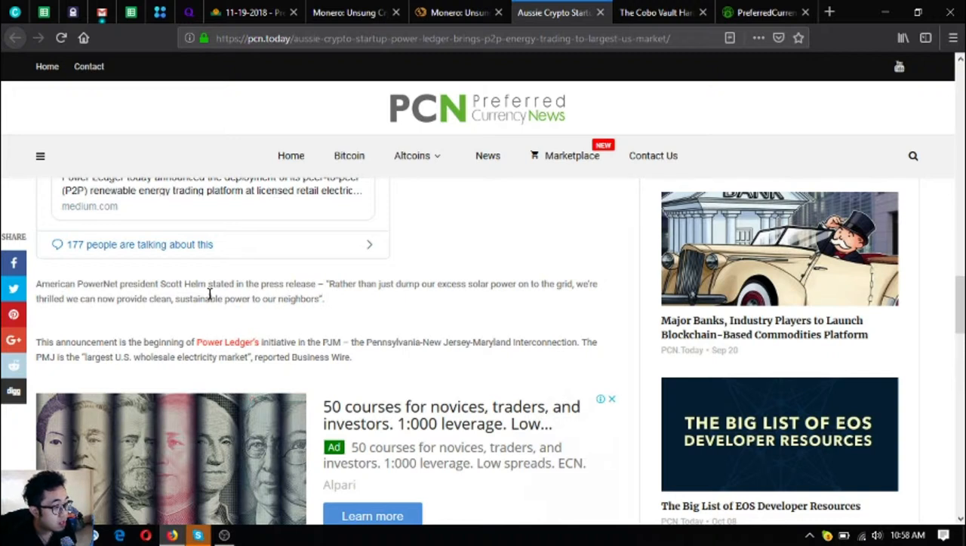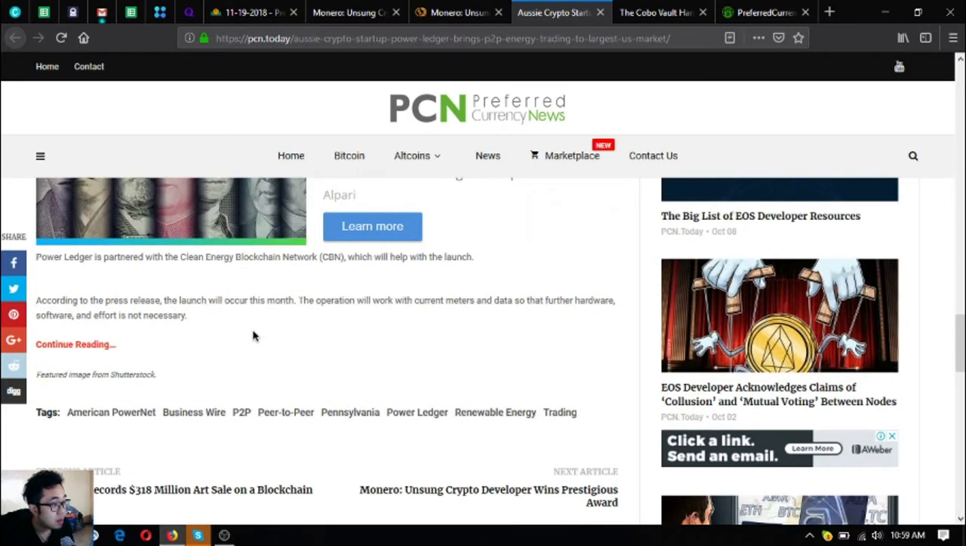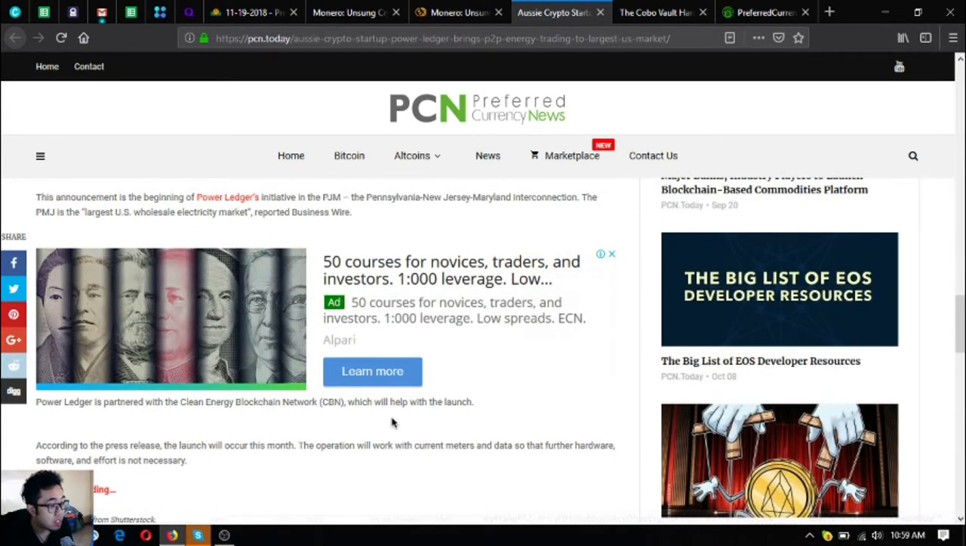This announcement is the beginning of Power Ledger's initiative in the PJM, the Pennsylvania-New Jersey-Maryland interconnection. The PJM is the largest U.S. wholesale electricity market, reported BusinessWire. So Power Ledger is partnered with the Clean Energy Blockchain Network, or CEBN, which will help with the launch. According to the press release, the launch will occur this month. The operation will work with the current meters and data so that further hardware, software, and effort is not necessary.